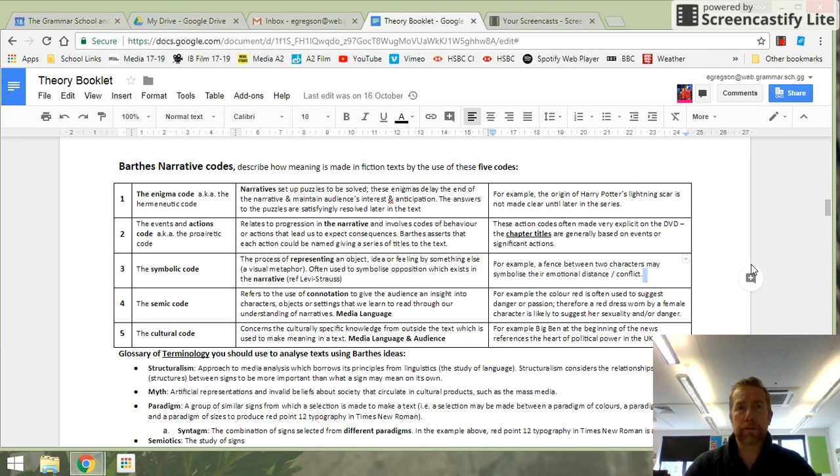Finally, there's a cultural code. And like I was saying, some signs make clear intertextual reference to other cultural ideas and products which the audience would understand. Okay, so this can be drawn from art and popular culture and literature, anything which seems to draw on a broader idea outside of the text, which the audience might understand.